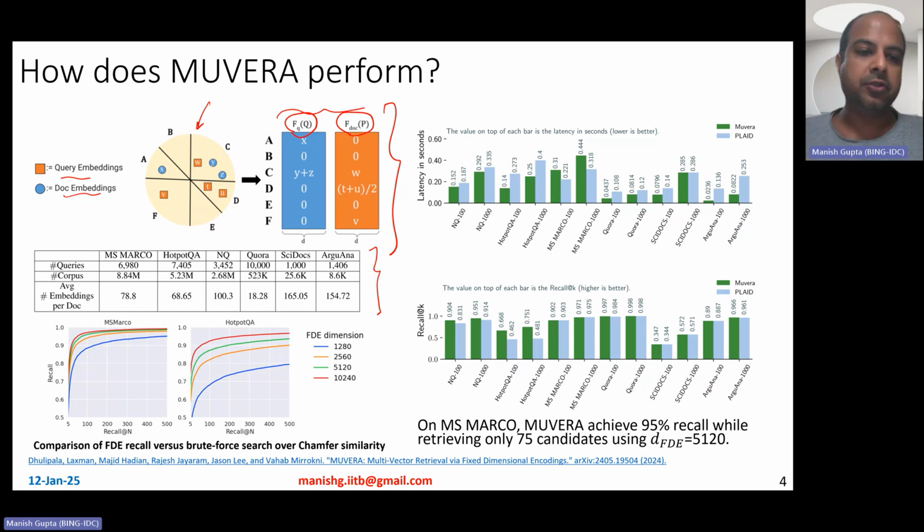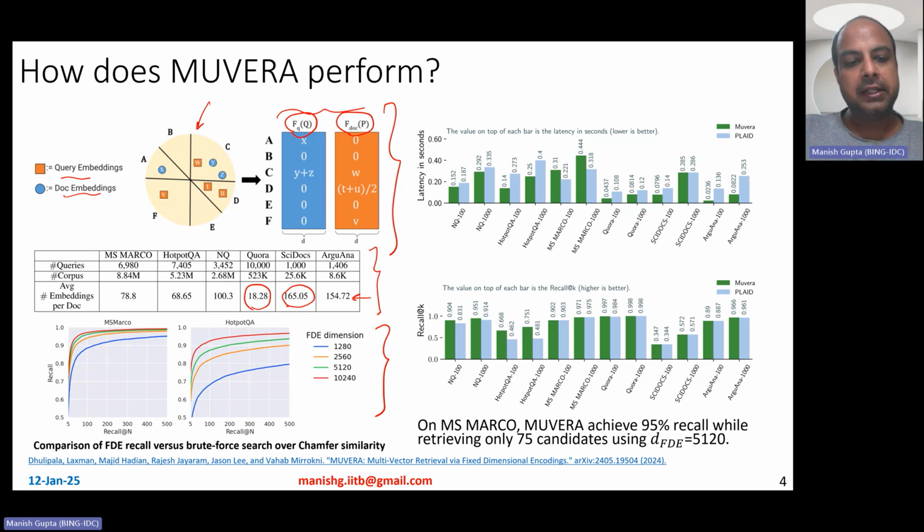So how does Muvera perform? They experiment with 6 different datasets, as you see here. These datasets differ in terms of the number of queries, the corpus size, the number of documents, and also the size of each of the documents, right? So there are large documents with like 165 tokens and small documents with just 18 tokens as well. Okay. So I'm just showing you results on 2 datasets, MS MARCO and HotpotQA. So what do these charts show?